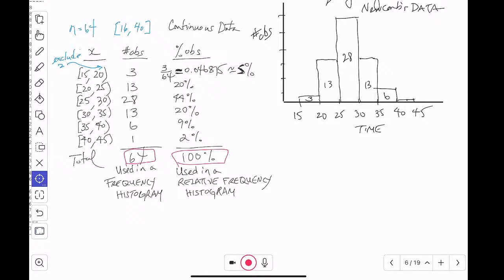And the histogram, what's the difference between the histogram and the stem and leaf plot? So there are advantages and disadvantages to all the graphs. And sometimes you need to make more than one graph.